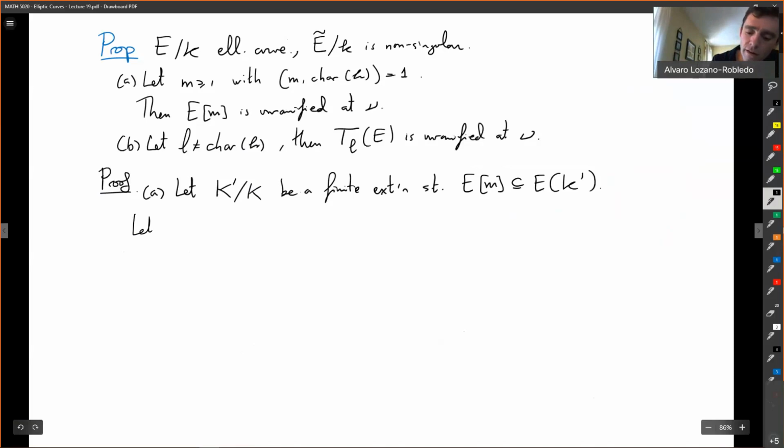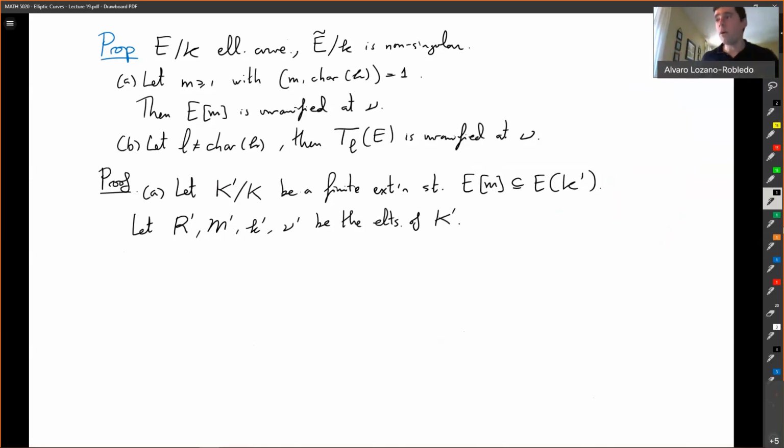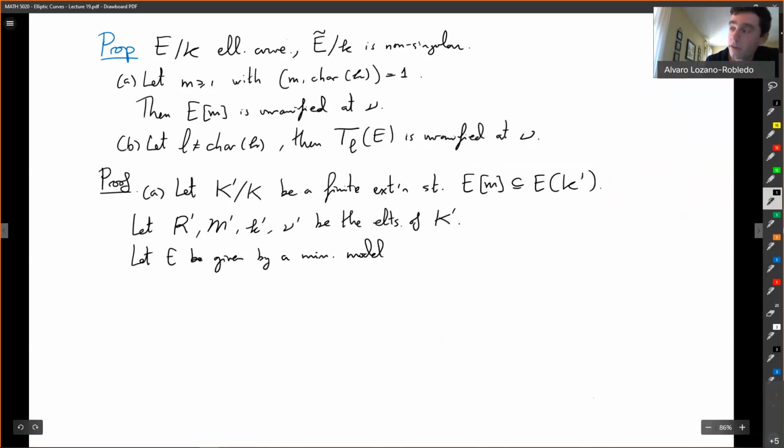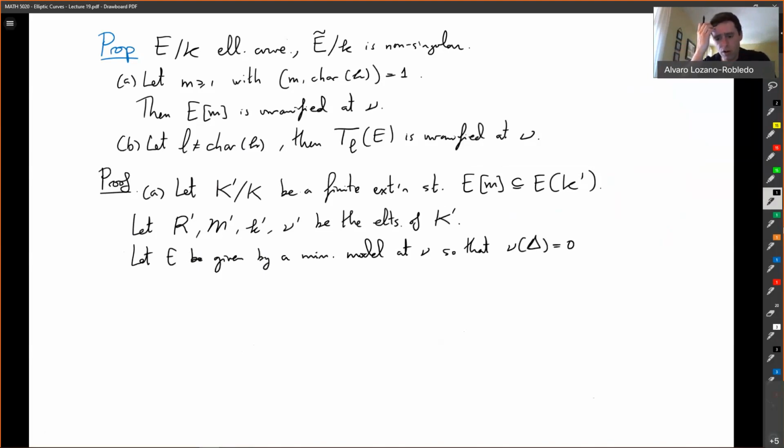Okay. So now let r prime, m prime, k prime, nu prime be the elements of k prime, all the little parts and pieces of a local field, but for k prime. And let E be given by a minimal model at nu so that the valuation of delta is zero because there is good reduction. The reduction of E is assumed to be non-singular, so the valuation of delta must be zero.